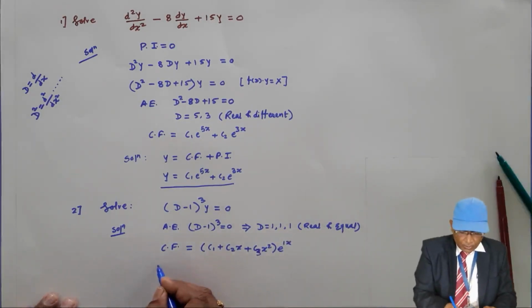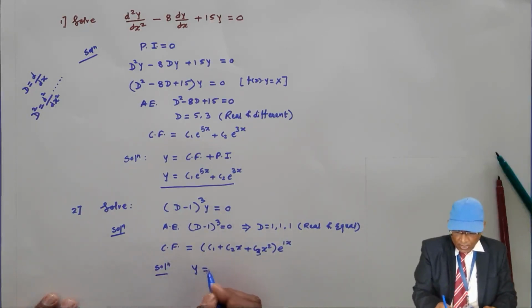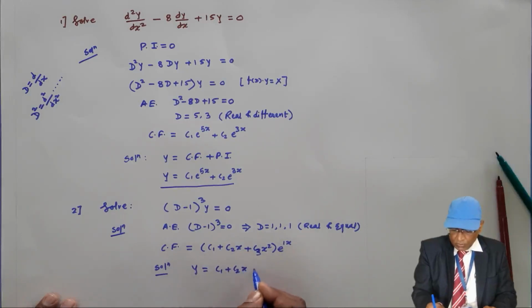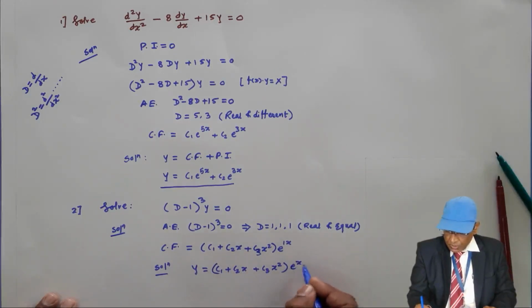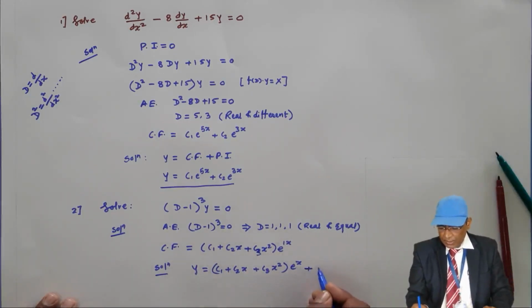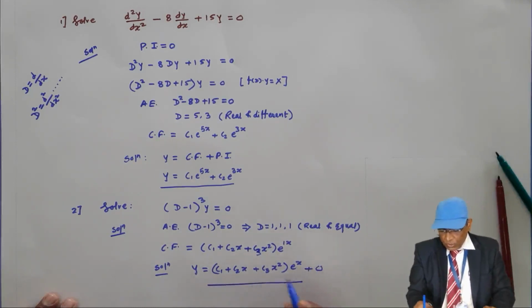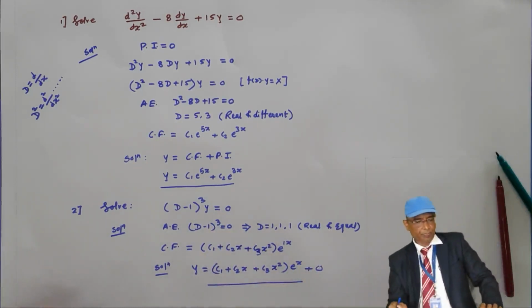So once you get the complementary factor, the solution of the differential equation is what? y is equal to complementary factor plus particular integral, and the particular integral is 0. So this is the solution of this differential equation.